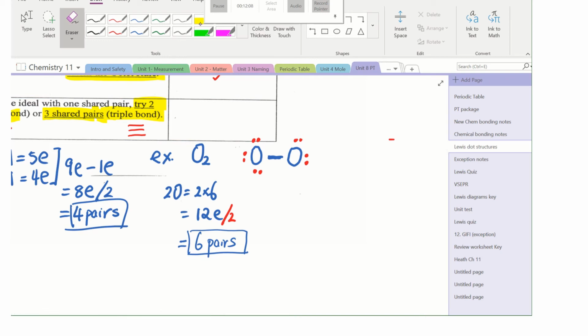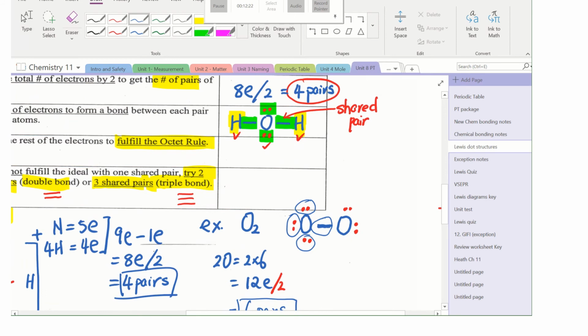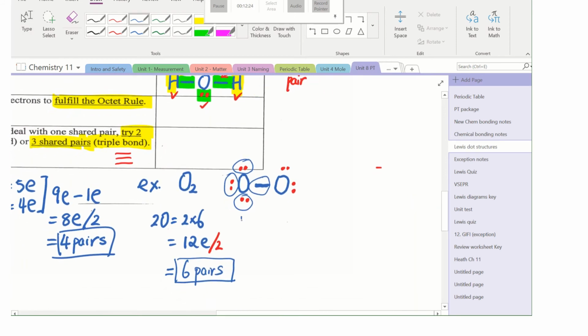Okay, but are both oxygen atoms happy? So for the oxygen atom on the left-hand side, it has 1 pair, 2 pairs, 3 pairs, and 4 pairs. So the one on the left-hand side here, it's quite happy because it has 4 pairs. Now let's count the one on the right. I have 1 pair, 2 pairs, and 3 pairs. So this is sharing between the two. So only 3 pairs. And so this one is unhappy.